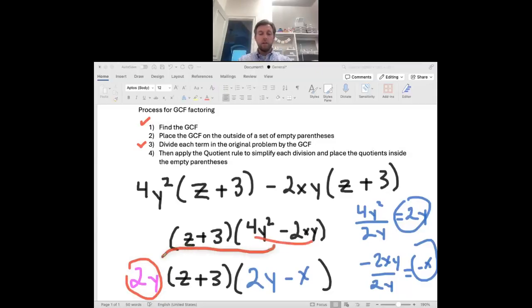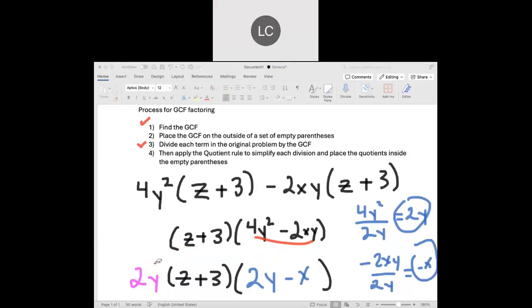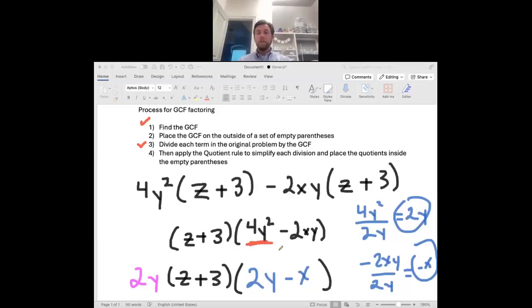So why did you leave the x out of it? Why did I leave the x out? Good question. Because there's no x attached to that 4y squared. Exactly. It's not common. It doesn't appear here.